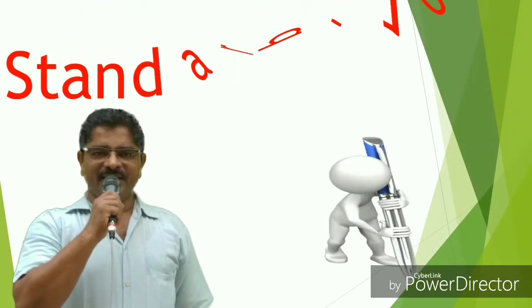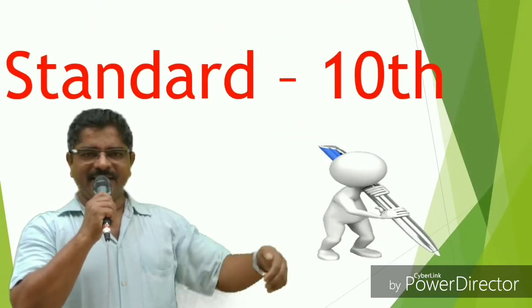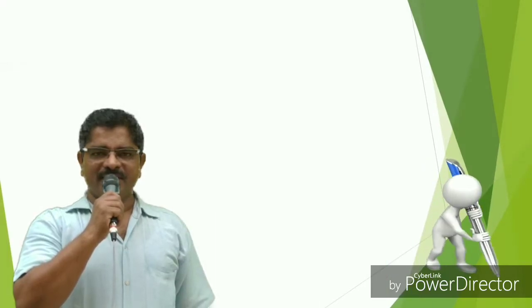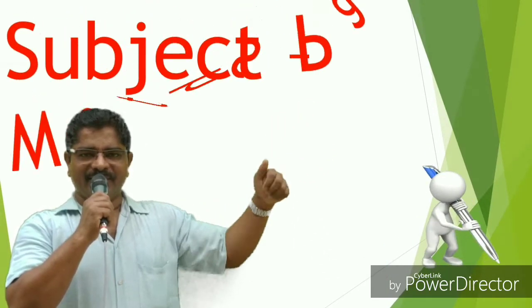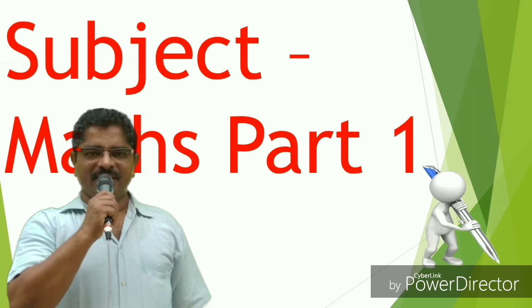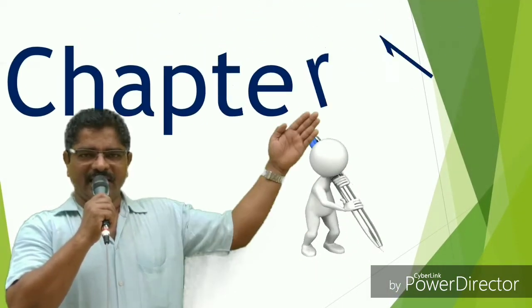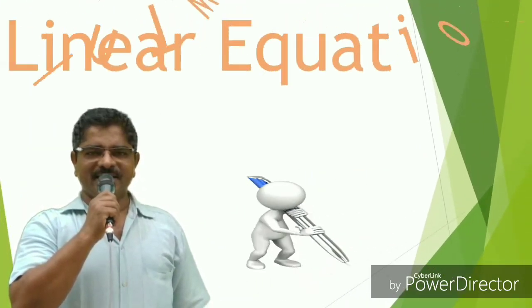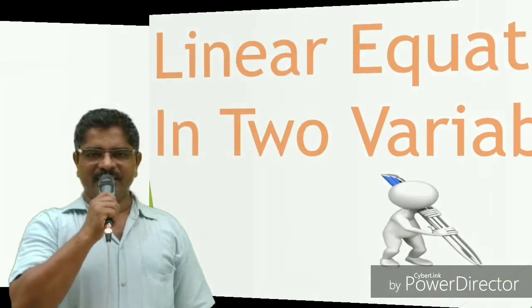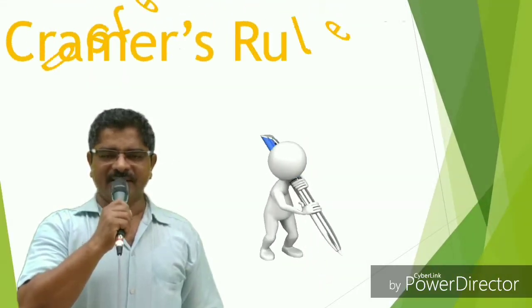Today we discuss standard 10th, subject maths part 1, chapter 1st. The chapter name is linear equations in two variables. Today we discuss Cramer's rule. Let us start.